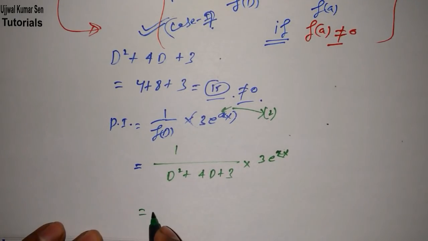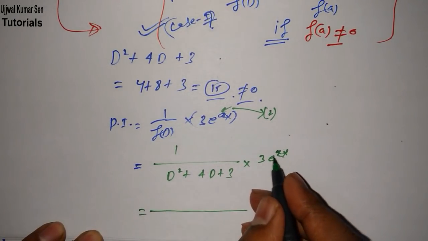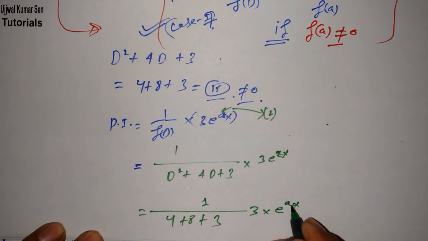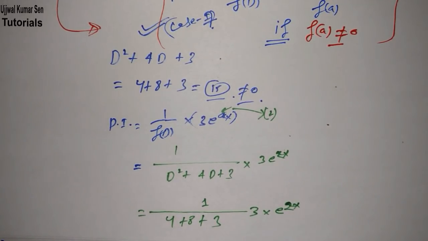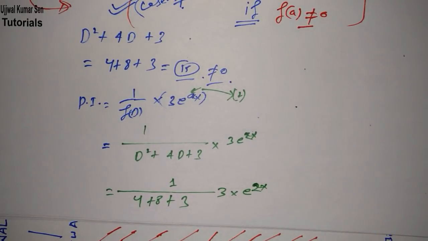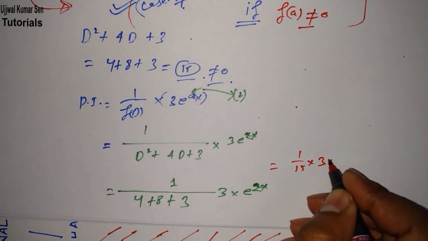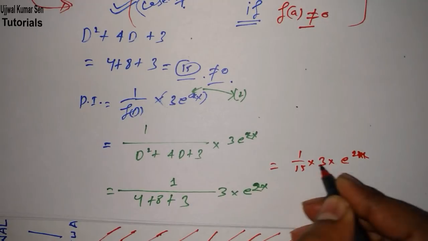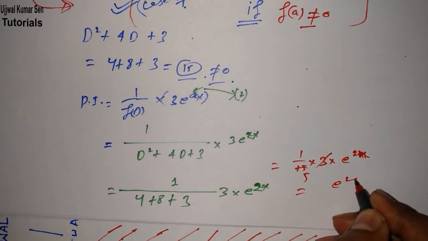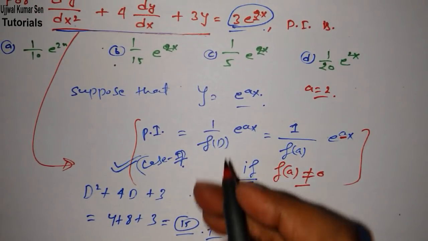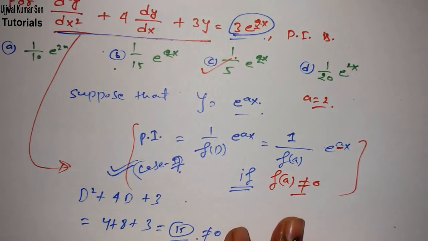Now what we'll do, we'll put the value of D, that is 2, here. Therefore 4 plus 8 plus 3, that is 15, multiplied by 3 e to the power 2x, and this 3 is a constant, so we have no concern with the 3, right? So let's solve this. 1 by 15 multiplied by 3 e to the power 2x, 3 fives. So e to the power 2x by 5 is the answer for this question. So option C is the right answer for this question, right?